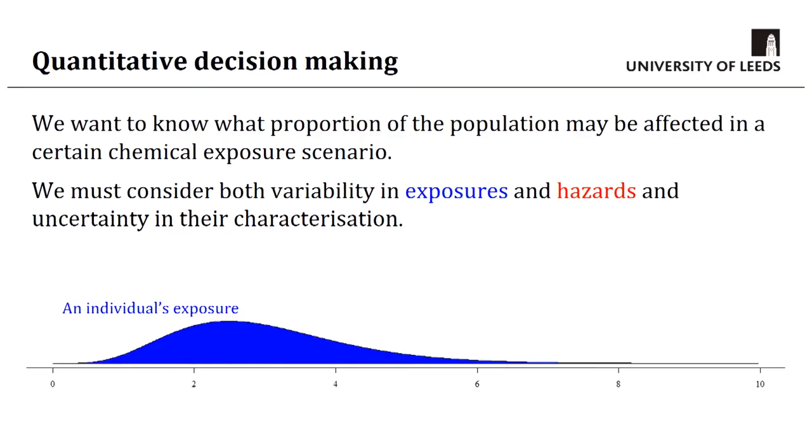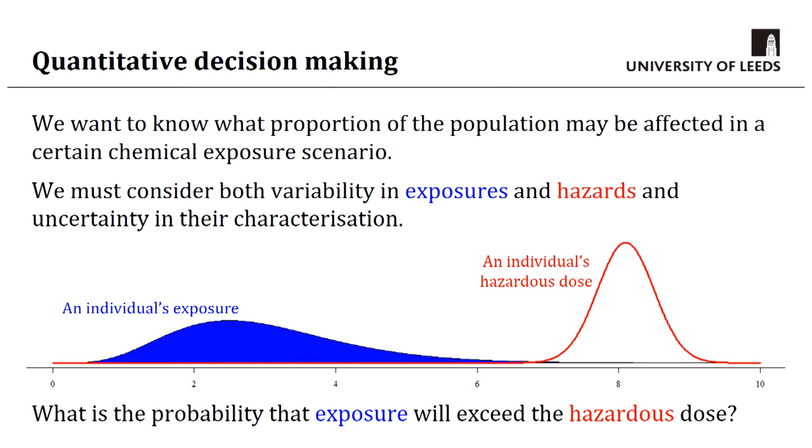So moving more on to the next generation risk assessment, I talk very, very briefly about quantitative decision making. Essentially, I'm going to be talking about situations where we've got hazard and we're uncertain about that hazard, and we've got exposure, as we've seen already. We're uncertain about that exposure. We saw it in the Proba Plus tool. And we want to know, essentially, if an individual has got some uncertain exposure and we've got an individual's uncertain hazard dose, then what's the probability of these two things crossing? So this is the kind of information I can give.